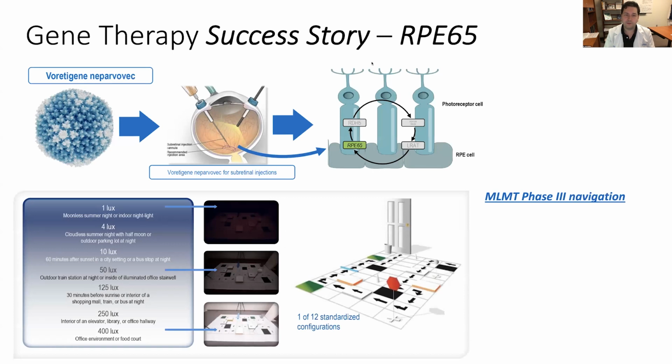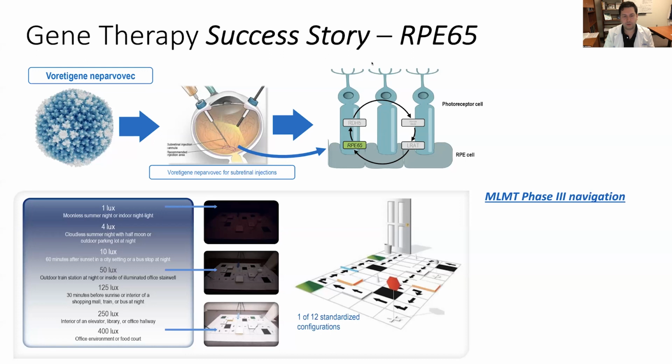And gene therapy in RPE65 is a success story. This slide goes over in principle how the gene therapy works. The Luxturna or voretigene neparvovec is an adeno-associated virus carrying a properly spelled copy of the RPE65 gene. It's injected in a subretinal injection underneath the macula and central retina in a vitrectomy surgery. The virus infects the cells in the outer retina and produces a properly spelled copy of the RPE65 enzyme, which reestablishes the normal cycling of vitamin A in the outer retina.